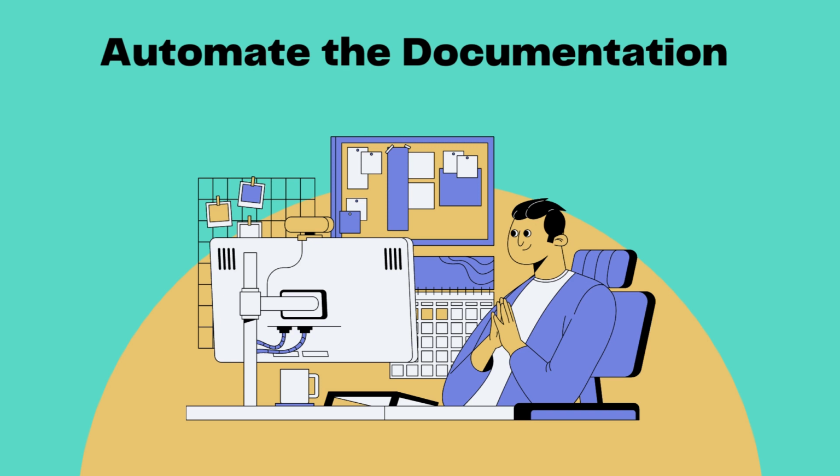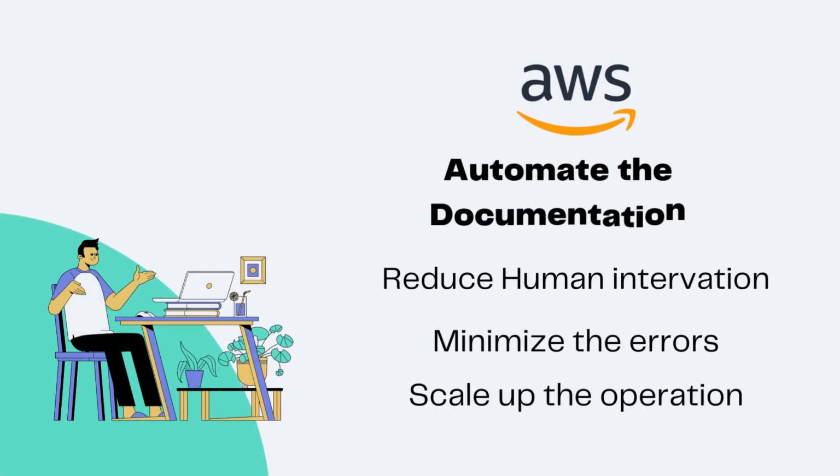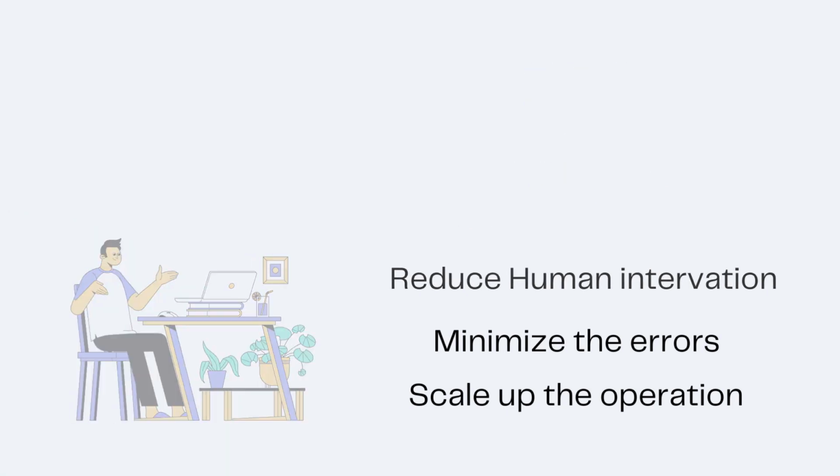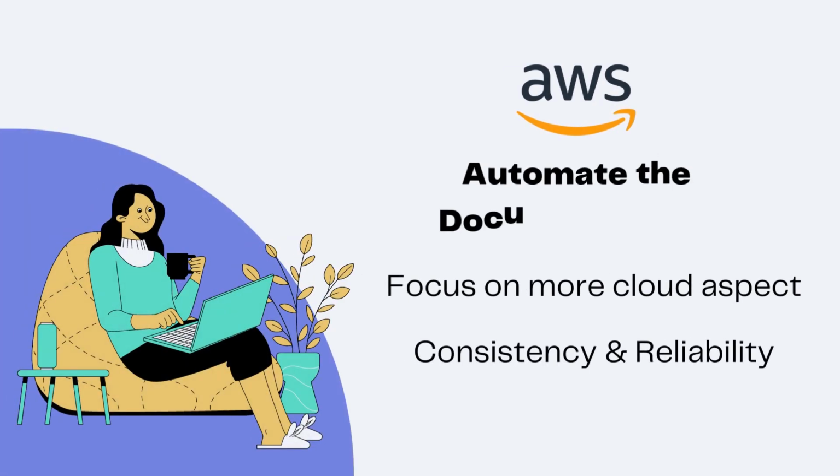And one of the key features of System Manager is its ability to help us automate manual tasks and maintain detailed documentation. Automation is essential in AWS because it allows us to reduce human intervention, minimize errors, and scale our operations seamlessly. By automating repetitive tasks, we can focus on more critical aspects of our cloud infrastructure while ensuring consistency and reliability across our deployments.